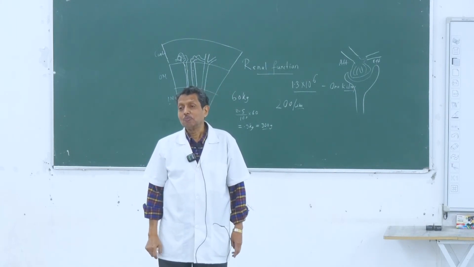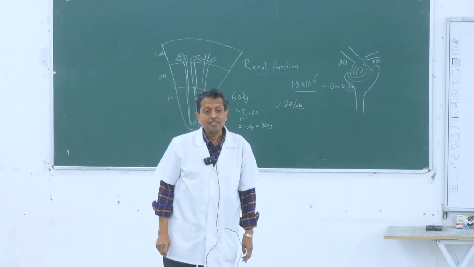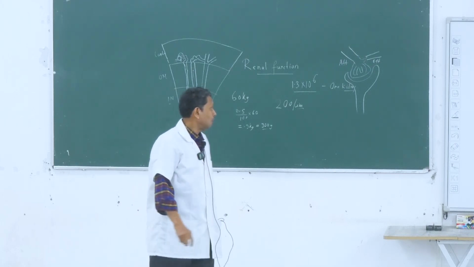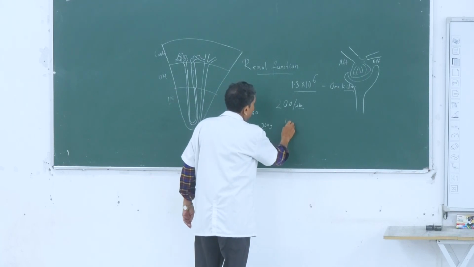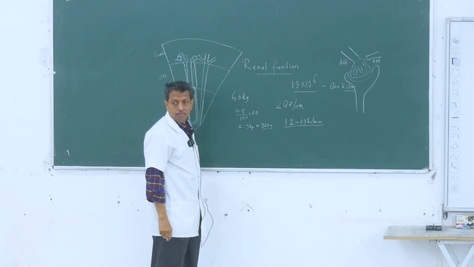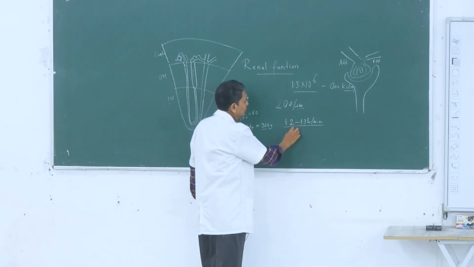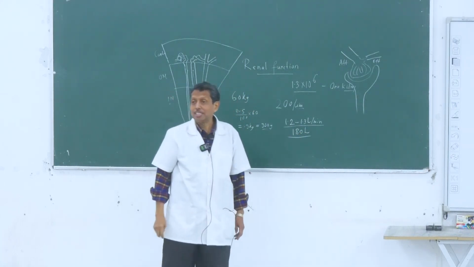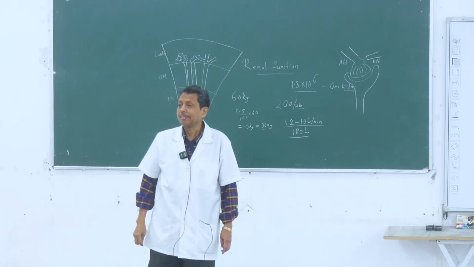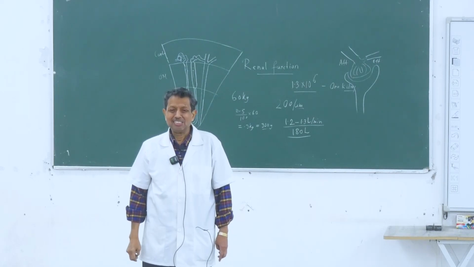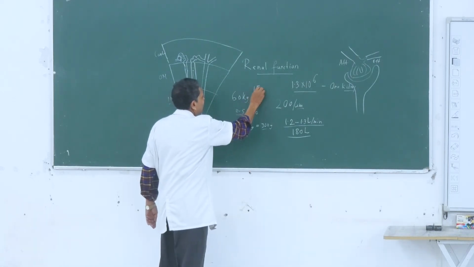150 gram, but the blood flow is 20 to 25% of the cardiac output, 1.2 to 1.3 liters. Filtrate produced per day is 180 liters, a huge amount. So these are all very easy things. So 150 gram on average.